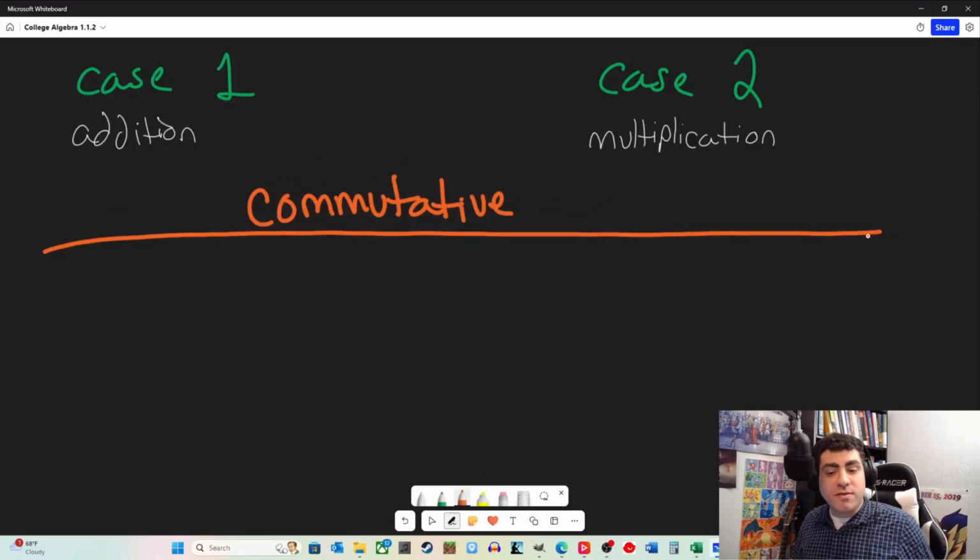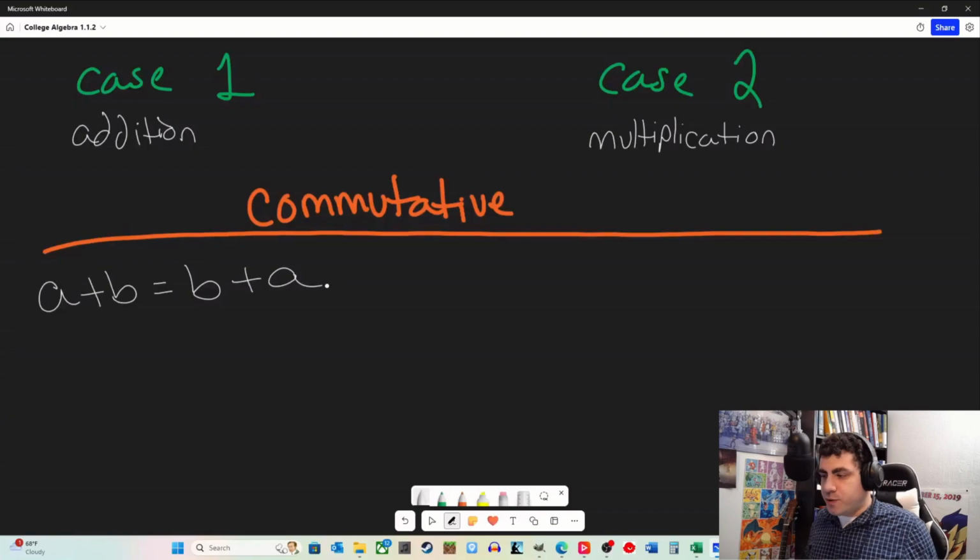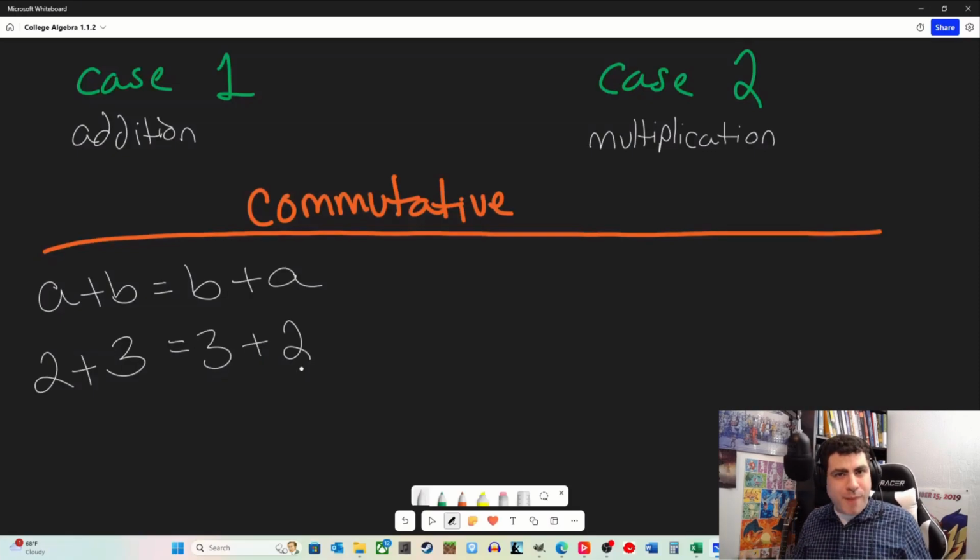Next, the commutative property. Both addition and multiplication have a case in the commutative property. All the commutative property means for addition is that when we have A plus B, that equals the same thing as B plus A. In other words, 2 plus 3 still equals 3 plus 2. You can write it backwards if you want. Sometimes that actually helps when trying to solve a problem.